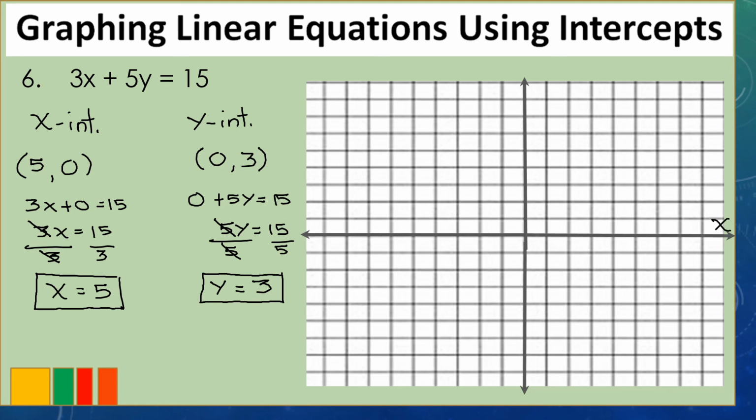Our x-intercept is 5. Count it from the point of origin, 1, 2, 3, 4, 5. Our first point is here. The y-intercept is 3. Then after that, just connect the points. And this line is our equation 3x plus 5y equals 15.